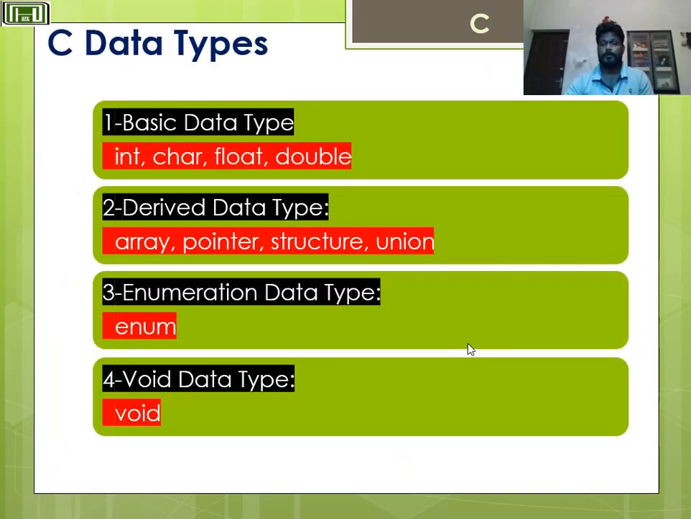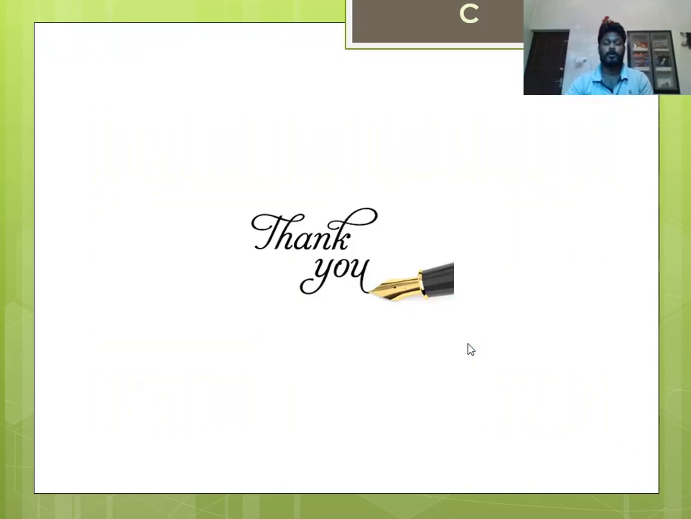Now I hope you understand. These are the data types: basic, derived, enumeration, and void. In basic we have int, char, float, double. In derived data types we have array, pointer, structure, and union. In enumeration data types, enum, then the void data type, void. So this is about data types in C. I hope you understand. Thank you.